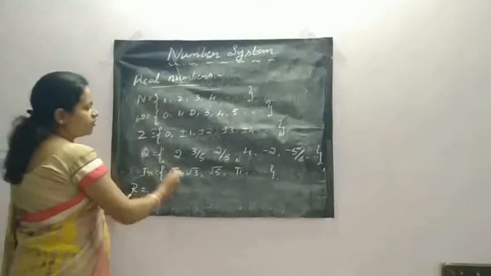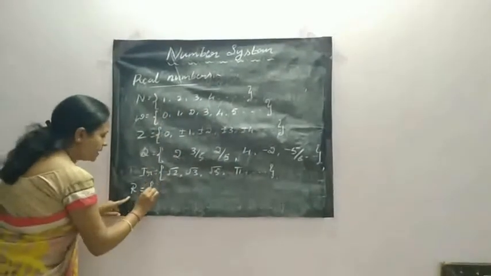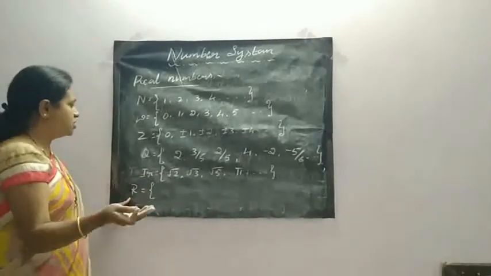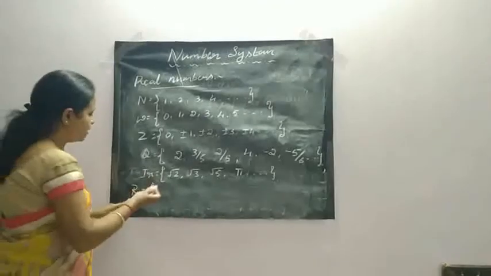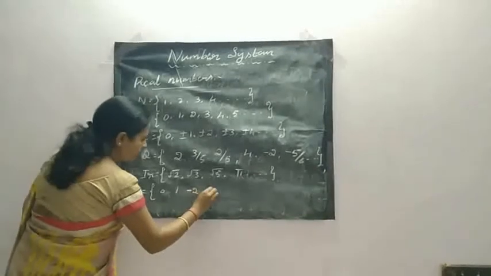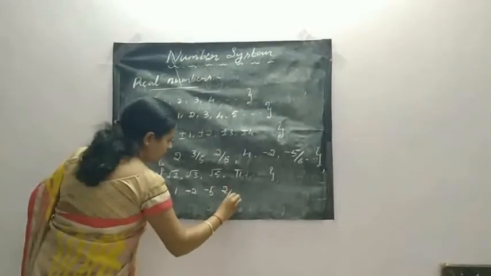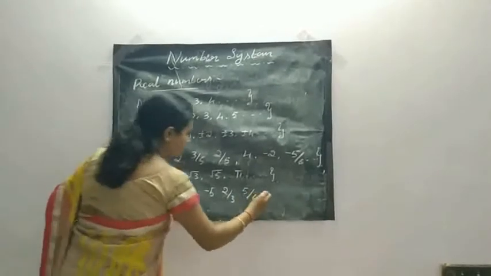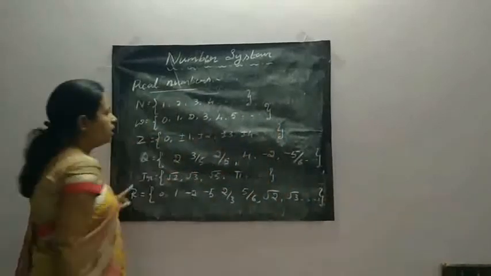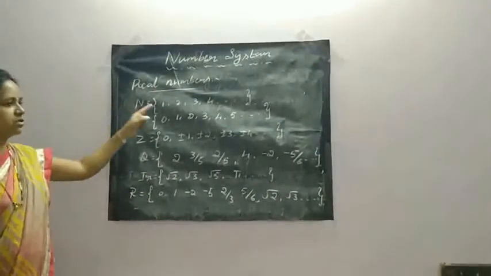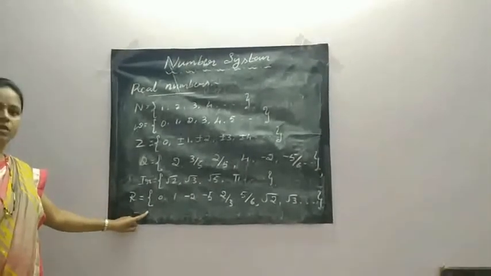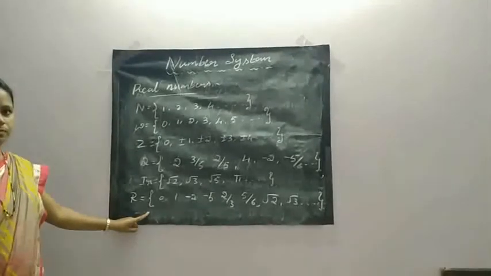So the combination of all these numbers is called real numbers. So in real numbers we will have natural numbers, whole numbers, integers, rational numbers and irrational numbers. So it can be written as 0, 1, minus 2, minus 5, 2 by 3, 5 by 6, root 2, root 3. So the combination of all the numbers is called real numbers, and the real numbers are denoted by a capital letter R. Did you understand, children? Okay.